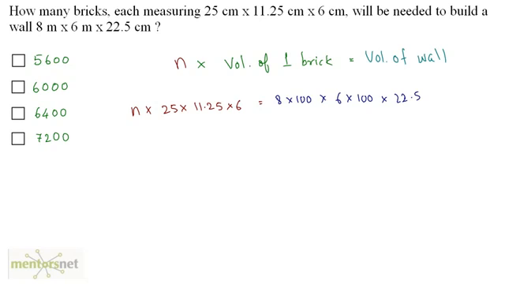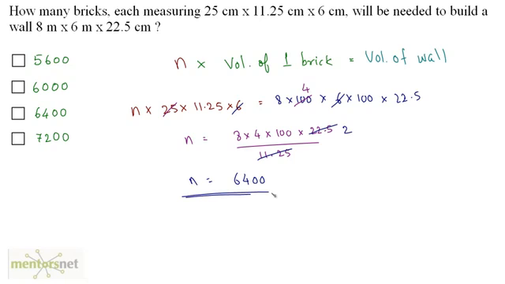So 22.5. This 6 and this 6 go out. We can cut this 25 and this 100. 25 times 4 is 100. So we have n equal to 8 times 4 times 100 times 22.5 divided by 11.25. Now if you multiply 11.25 by 2, you will get 22.5. So 22.5 divided by 11.25 is 2. So we have 8 times 4 times 100 times 2, isn't it? 8 times 4 is 32, and 32 times 2 is 64, times 100 is 6400. So we need 6400 bricks to make up this wall. Option C.